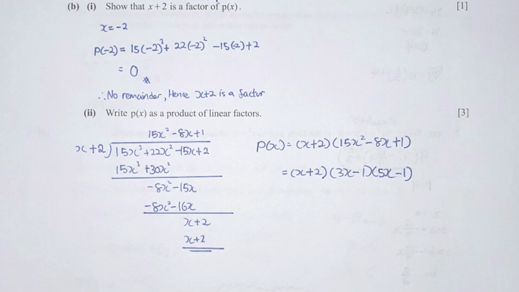Write it as a product of linear factors. Since we know that x plus 2 is a factor already, we can first divide them off, and you will get 15x squared minus 8x plus 1. Through factorizing it, you will get x plus 2 multiplied with 3x minus 1 multiplied with 5x minus 1 as your final answer.